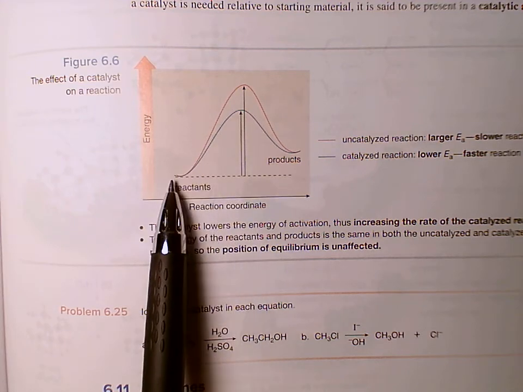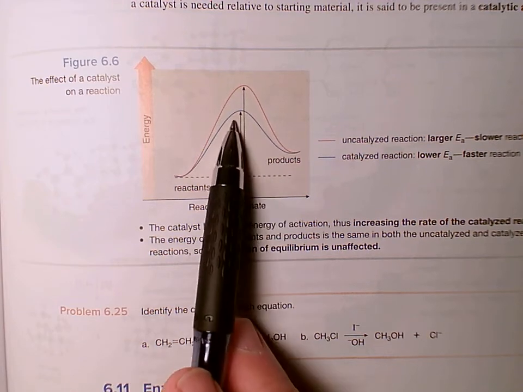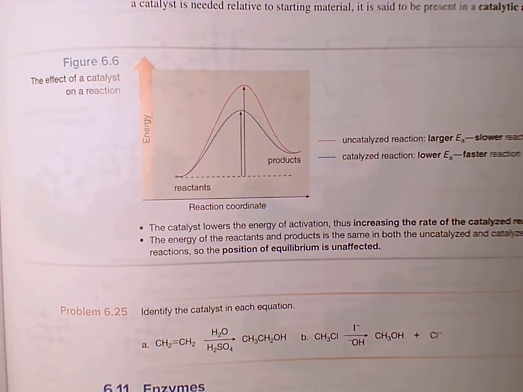Catalysts just speed up the reaction, meaning we get to equilibrium faster, but they do not affect equilibrium. So that's very important. Catalysts do not affect the equilibrium. They do not affect the energy of the products versus reactants. They only affect activation energy, which tells us about the speed of the reaction.